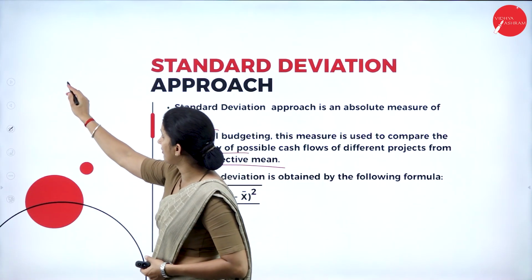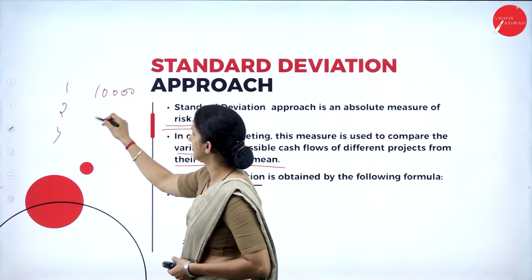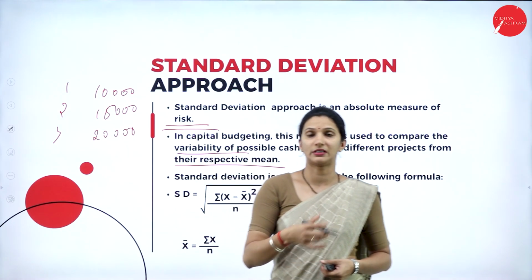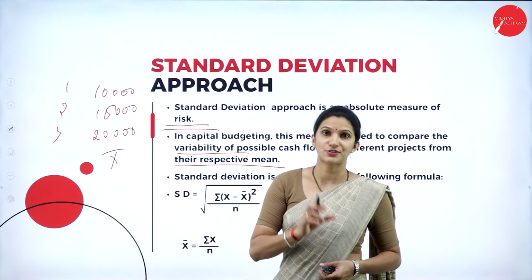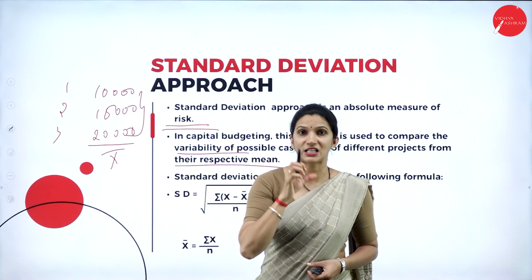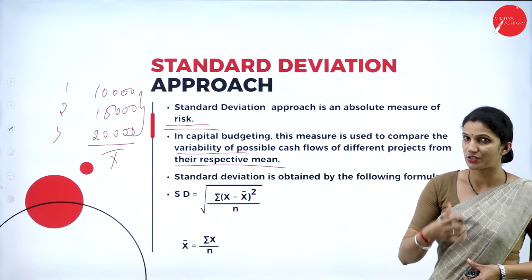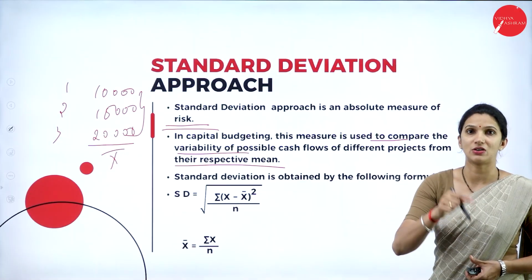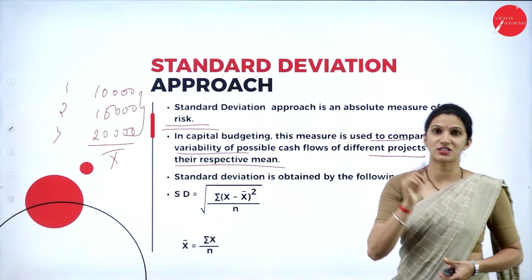So for example, the 1, 2, 3 years cash flows of any project are given. For example, 10,000, then 15,000, then 20,000. So these are the expected cash flows over the 3 years. So by finding out the mean, that is the arithmetic mean of these cash flows, we can see the degree of variability in the expected cash flows. So the standard deviation will help the financial managers or the investors to make the decision. So this is the measure that is used to compare the variations in the cash flows of different projects from their respective mean.